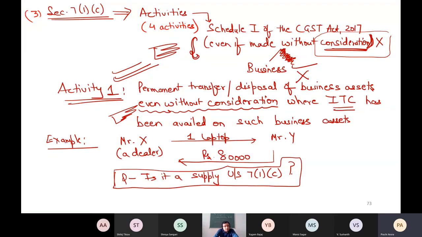Because even without consideration, so it is with consideration, so that would also be included. No, the answer is no. It is not a supply. Why will I check section 7(1)(c)? It is a supply under 7(1)(a). Yes or no? Why will I check 7(1)(c)? It is a supply under 7(1)(a).